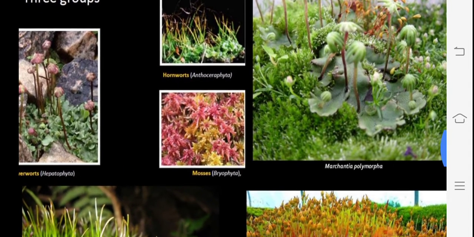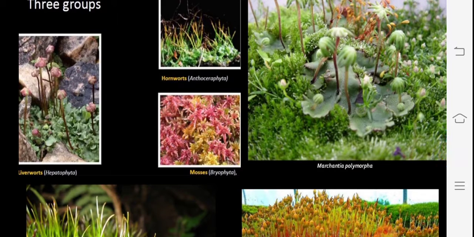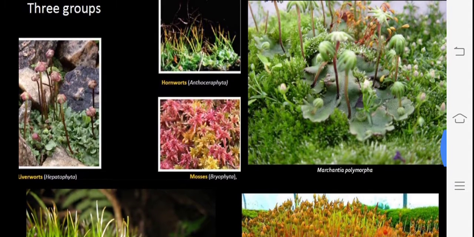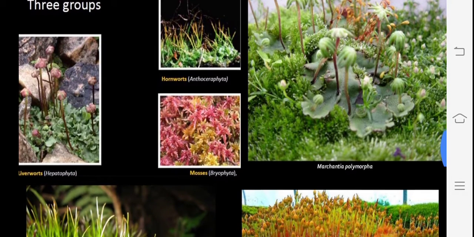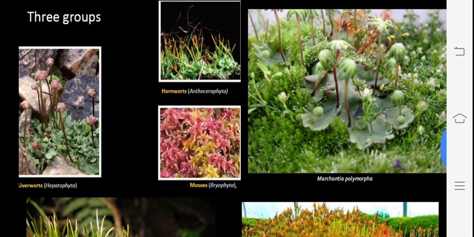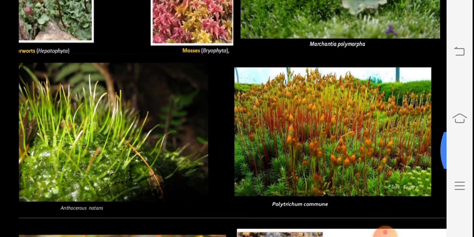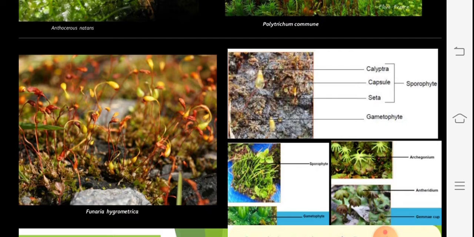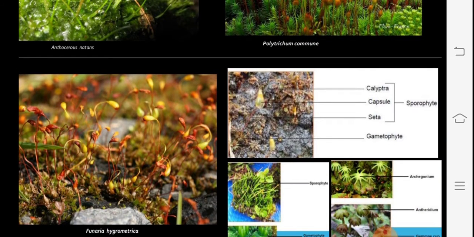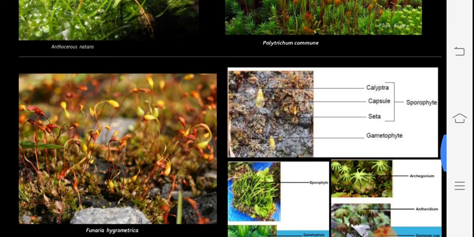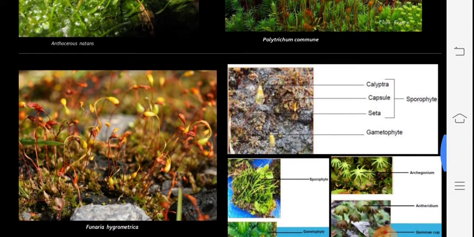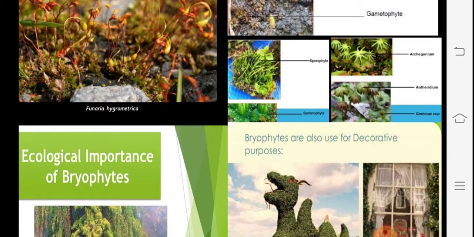You are observing here, on the left-hand side, the liverwort, Hepatophyta, Asterella plagiochasma. Secondly, this red color is the sphagnum moss. Then Marchantia polymorpha shows the archegoniophore. Then Anthoceros, then Polytrichum is there. Then secondly there is a Funaria, just see how is the nature. Then the capsule is covered by the calyptra. Then each sporogonium shows the foot, seta, and the capsule.